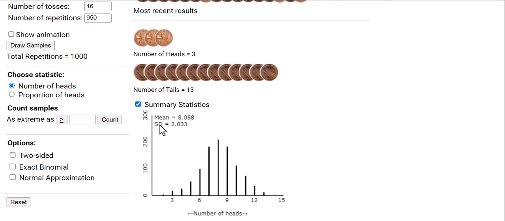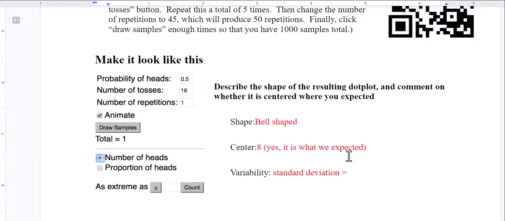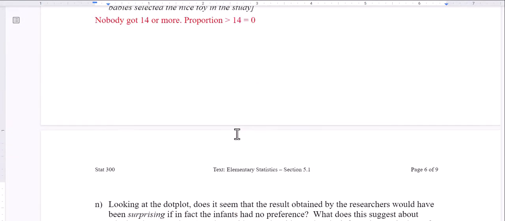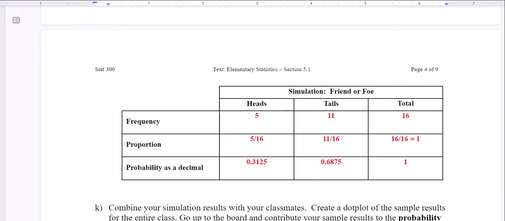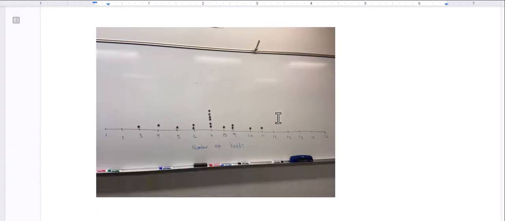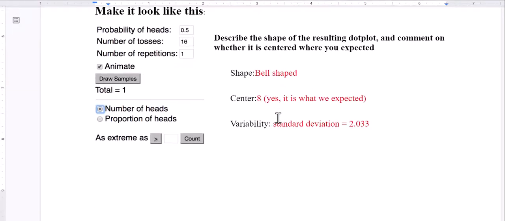And SD is the standard deviation. So 2.033. So that is our standard deviation. So we can go back to our notes and put that in here, 2.033. Yours may look different, right? Because as we each simulate this 1,000 times, we're going to have different flips of the coin. It will be like you flipping your coin versus me flipping my coin, right? My results were 5 heads and 11 tails, and yours could have been different, 7 heads or 3 heads or 4 heads.